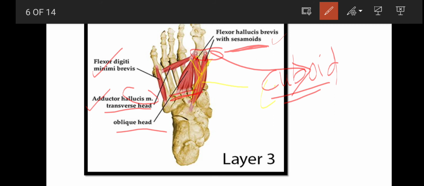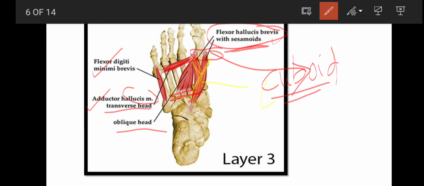So from this area, that is the oblique head, from the deep metatarsal ligaments along with the plantar ligaments. It inserts towards the base of the proximal phalanx of the big toe along with the flexor hallucis brevis. You can find both of these together. Now there is another head known as the transverse head, which you can find here.